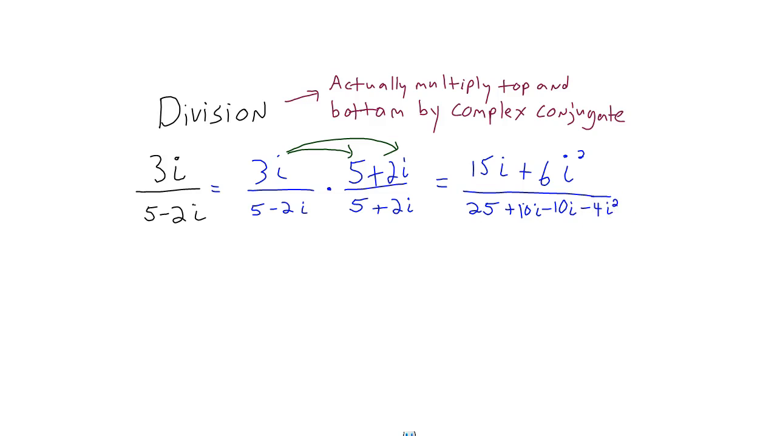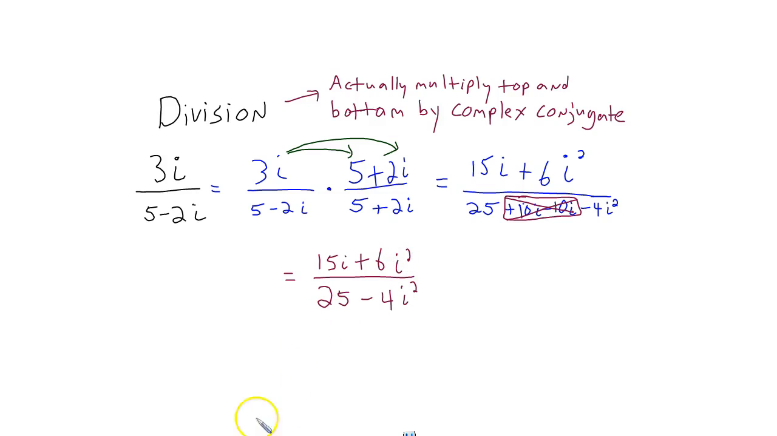What's going to happen here is kind of magical. It's kind of awesome. These two middle parts, when you multiply a number by its complex conjugate, like we did here, well, the middle parts are going to cancel out. Always. In fact, when you get good at this, you don't even write this anymore because you realize it's not going to be there. And all that we have left is 25 minus 4i squared. At the top, we have 15i plus 6i squared.